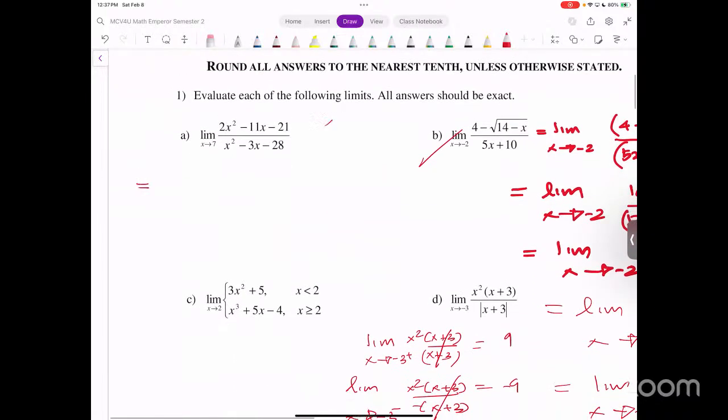So 2 times 21 is going to be 42. So how do I factor 42? 1 times 42 isn't going to work. 2 times 21 is going to give me 23. 3 times 14 is going to be 42, which gives me 11.